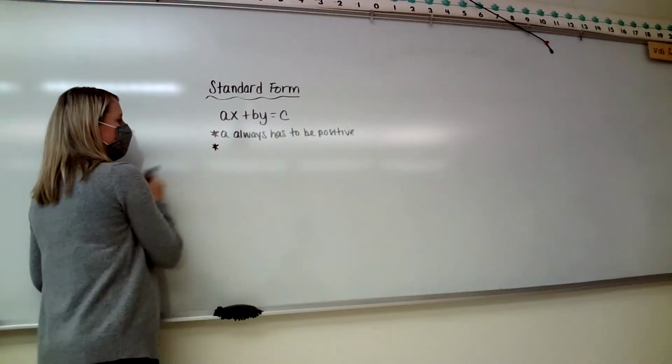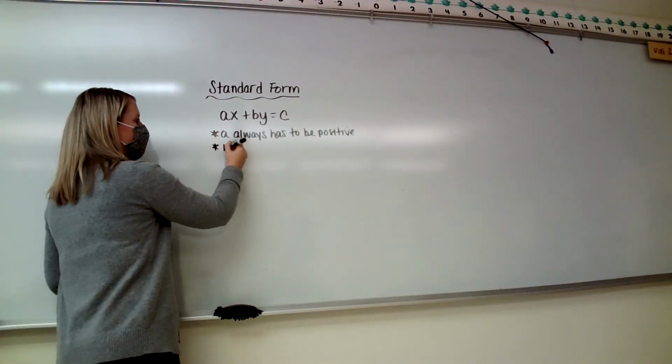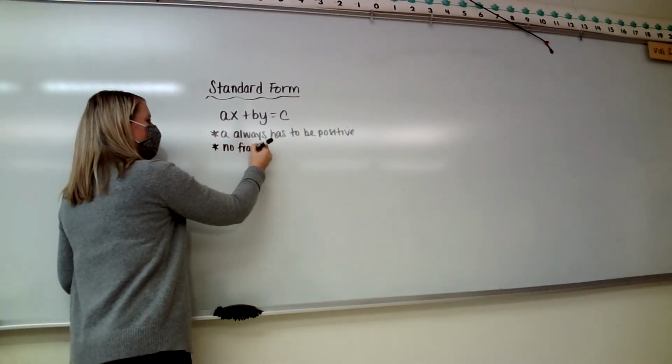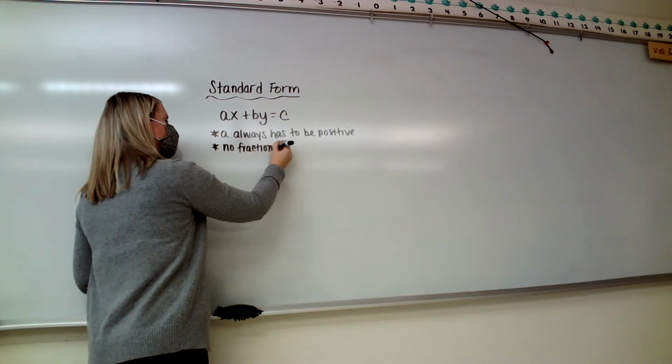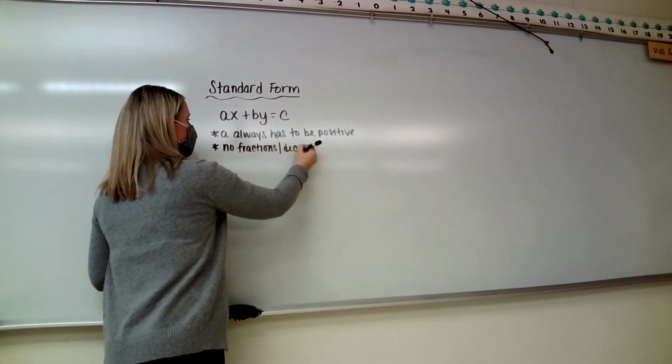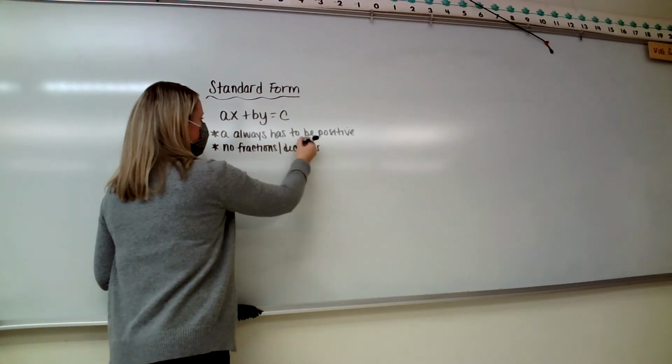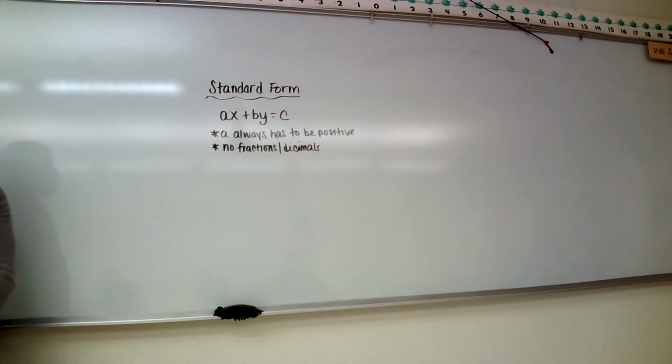And then just as a second thing, we never have fractions or decimals when you're writing something in standard form. So if you saw a fraction or decimal, we have ways that we can take care of those, but just as a heads up. So you're sitting here like, okay, well, just don't write it with fractions or decimals, or make A positive. But sometimes that doesn't happen.